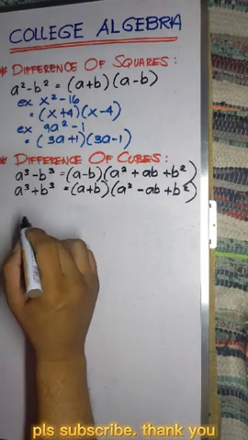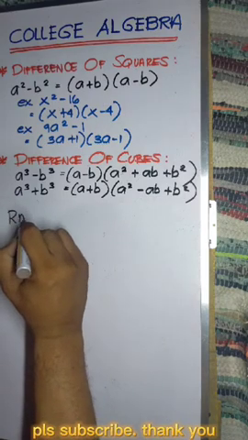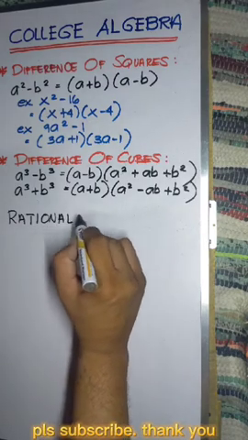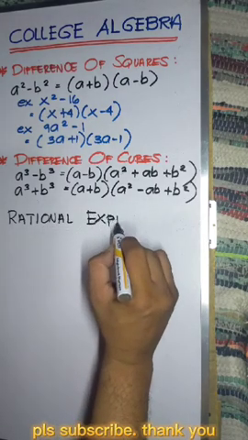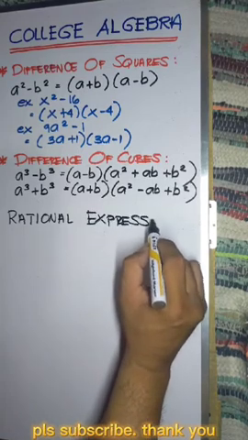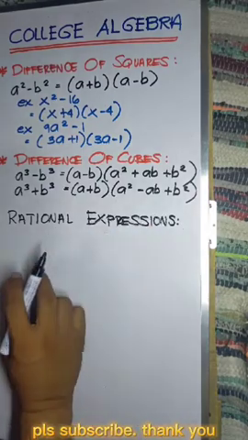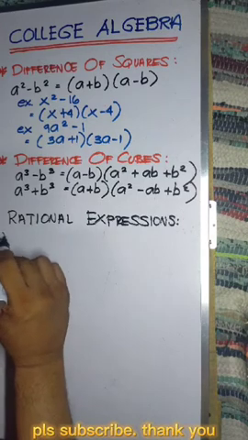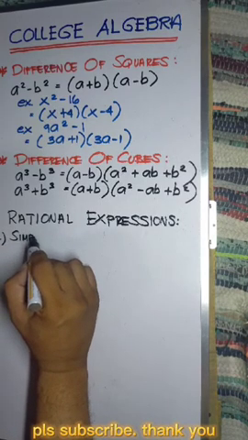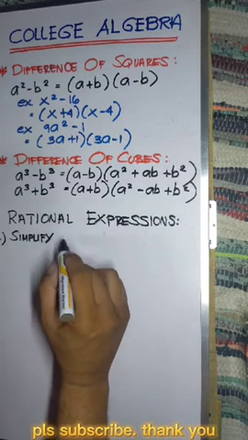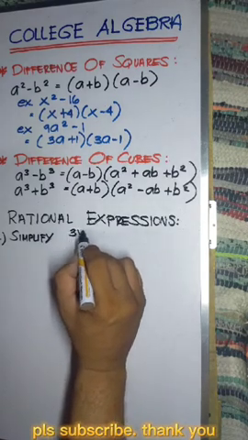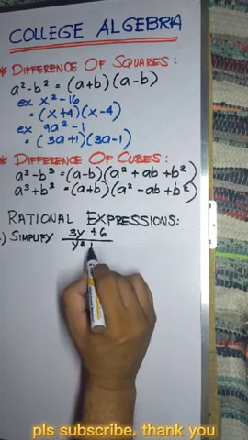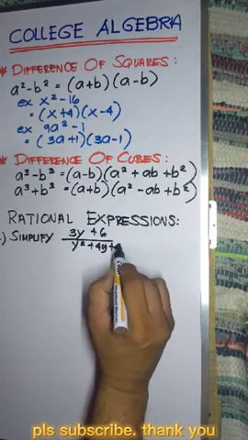So let's discuss rational expressions. Number one, simplify 3y plus 6 over y squared plus 4y plus 4.